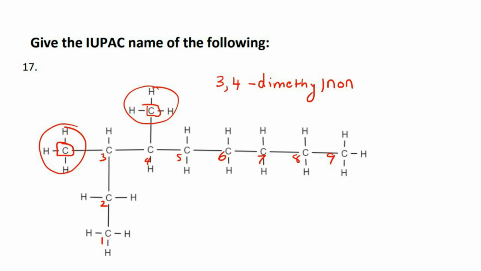And then what type of molecule is this? Is it an alcohol, ester, carboxylic acid, alkane, alkene, alkyne, haloalkane? What is it? Well, there's only carbon and hydrogen, and there's only single bonds. So that's an alkane. Alkanes end in the word A-N-E. So that is the name of this molecule.